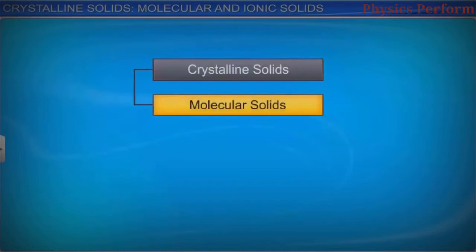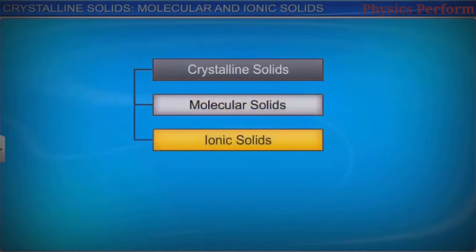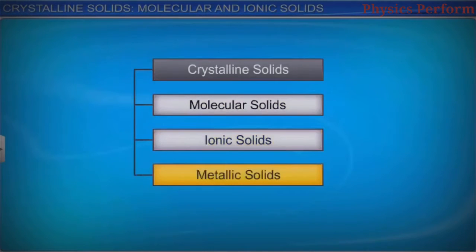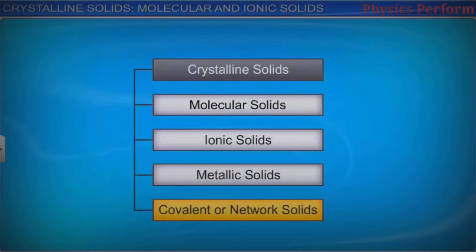On the basis of the type of forces holding the constituent particles together, crystalline solids are broadly classified into molecular solids, ionic solids, metallic solids, and covalent or network solids. Let us begin our discussion with molecular solids.